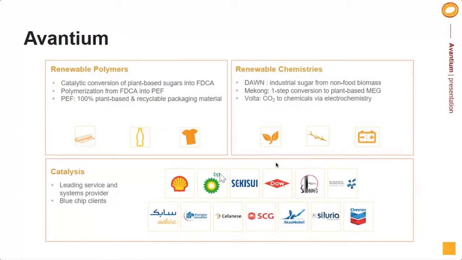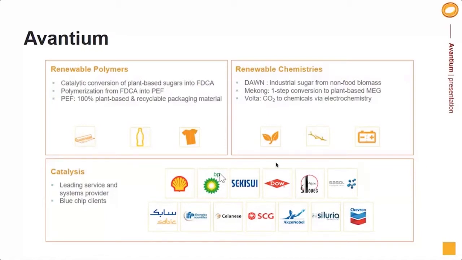So first, a brief introduction of Avantium. Avantium has 3 business units. At the bottom, you see the business unit is called Catalysis. And what we do there is that we offer systems and services for catalysis research. It's mainly heterogeneous catalysis. And we do that for a range of clients. And I will talk later about what they do in this business unit, because actually their core expertise is high throughput catalysis research.